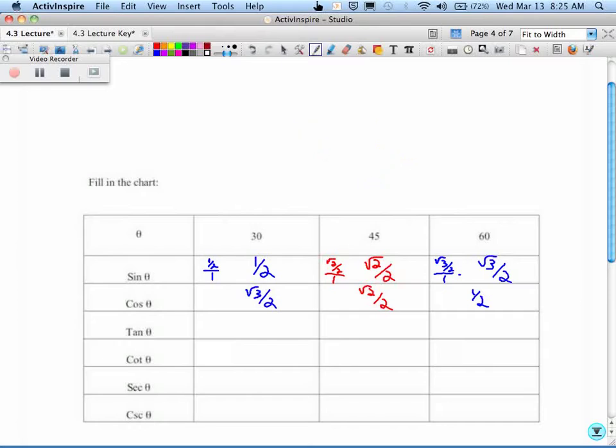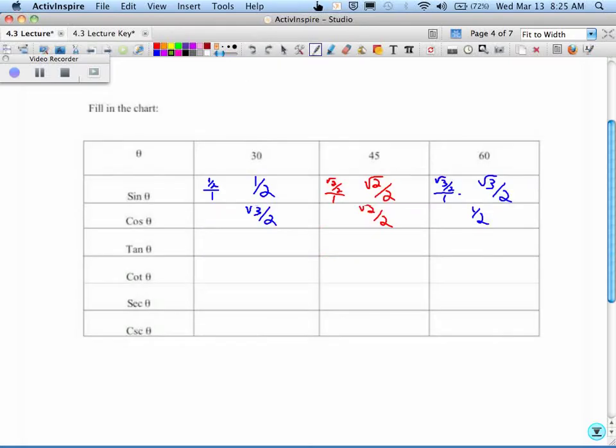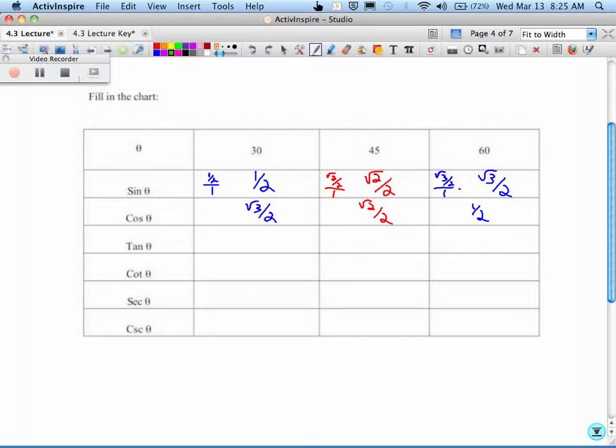I'm just going to bump this up a little bit. To do tangent, you can certainly go opposite over hypotenuse every time. But I'm going to tell you that tangent is the sine of theta over the cosine of theta. So I really want you to get in the habit of maybe just knowing how to do that. Because in this table, I just want you to take the sine and divide by cosine.